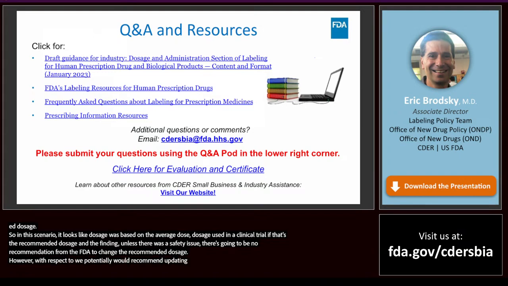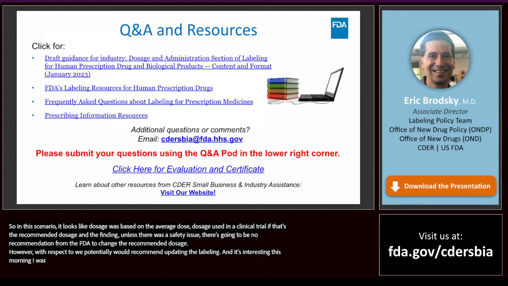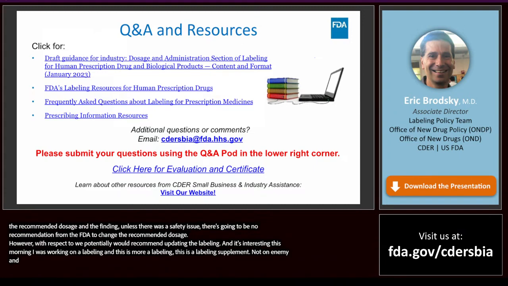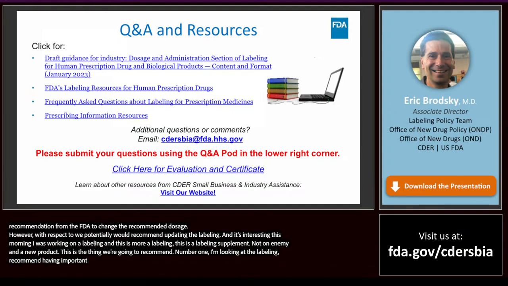And it's interesting, this morning I was working on a labeling. This is a labeling supplement. It's not an NME. It's not a new biological product. And these are the things that we're going to recommend. Number one, I'm looking at the labeling right now on my other screen. We're going to recommend having important administration instructions prior to the fundamental dosage information.